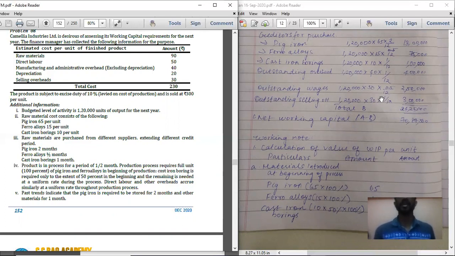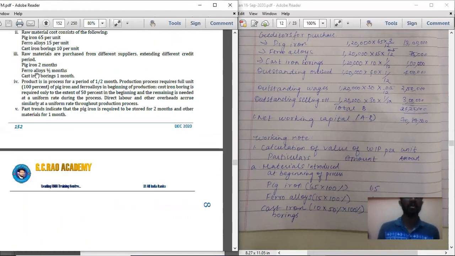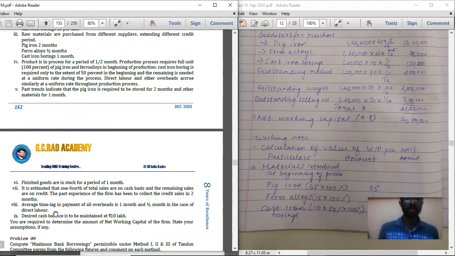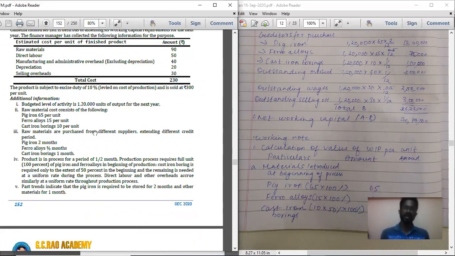Below that, outstanding selling overheads. Here they have given selling overheads as 30 rupees. So 1,20,000 into 30 rupees per unit into 1 by 12. For all the overheads they have given 1 month. Average time lag in payment of all overheads is 1 month. So both administrative overhead and selling and distribution overhead is 1 month. So 1,20,000 into 30 into 1 by 12. In respect of the amount column, put 3 lakhs.